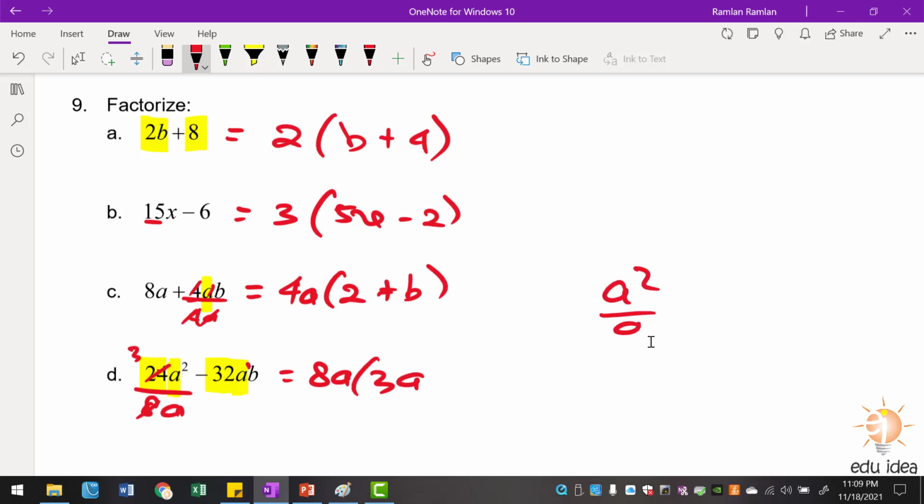A squared divided by a is the same thing as a times a divided by a. So you just cancel, you get only a, right? Okay, so the next step is the minus 32ab, right? So divide this also by 8a. This 32 and 8 can be 4, but be careful with the minus sign. So we have minus 4, and we can cancel the a, right? So it leaves only the b, and you're done.